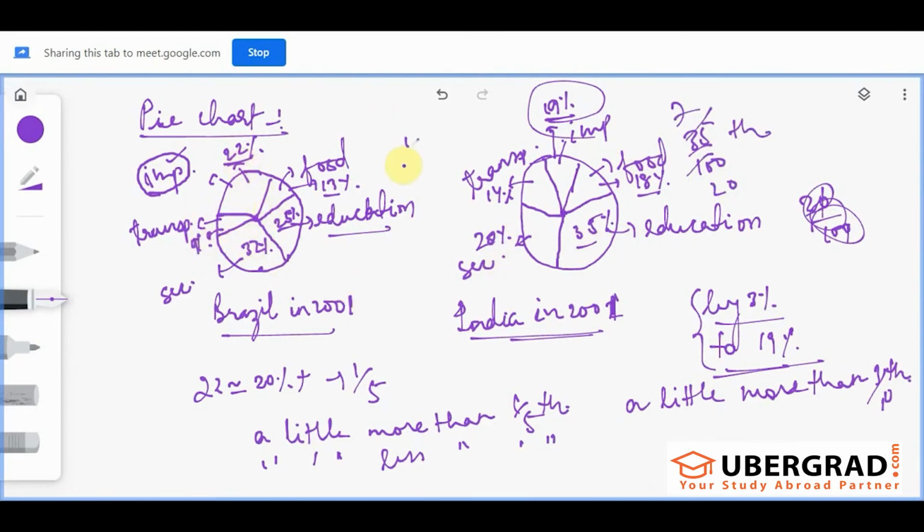9% is a little less than 1/10. 14% is a little less than 15%, right? So 15 is how much? 15 by 100. So that is 3 by 20th. So you can write this as a little less than 3/20th. How can you write 20%? 1/5.